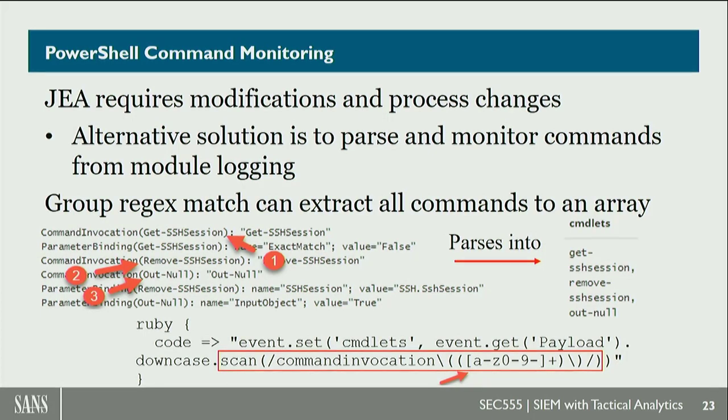I am using my ingest, in this case Logstash, to grab every single time I see a commandlet. Get-SSHSession, Remove-SSHSession, Out-Null. And I pull those out into an array on that log. Basically, I know every single PowerShell commandlet that's being run in my environment because I take a test group of systems, I collect 4103 events from them, I run this, and it extracts all the commandlets that my environment's using.